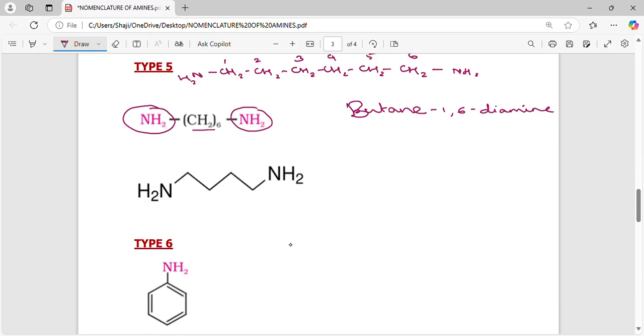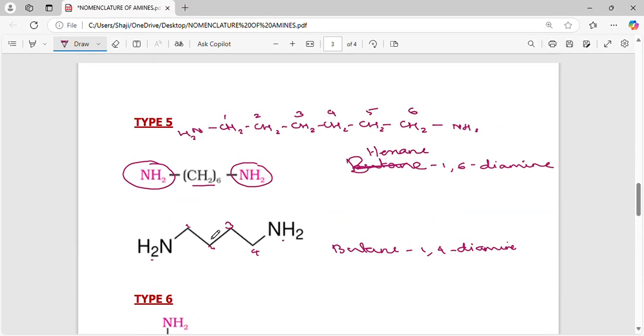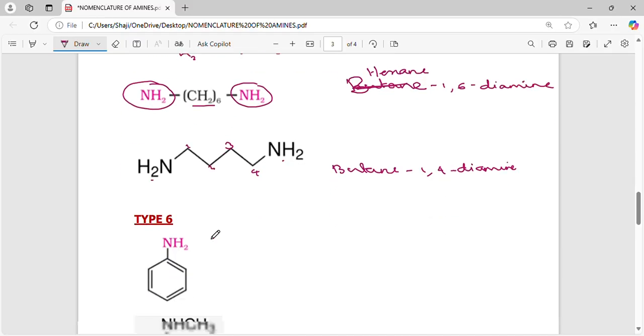Similarly, the previous question. This is the first carbon, second carbon, third and the fourth. So two amino groups again. So there are 4 carbons. Oh yeah, in the previous question, yeah, this is not butane, it is hexane. Hexane. This is butane. Butane, and the carbon positions are 1 and 4. 1,4-diamine. So that is type 5 where multiple amino groups are there.